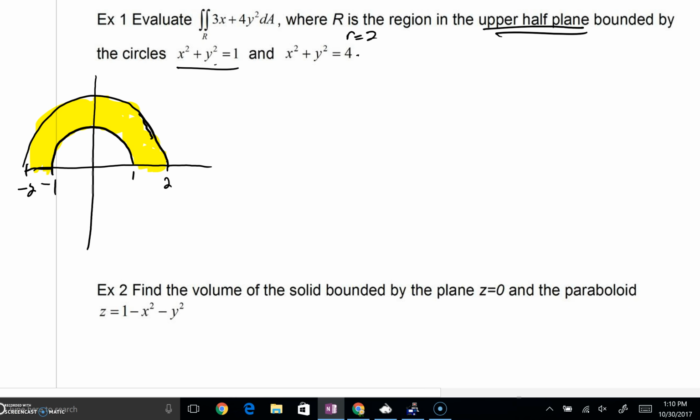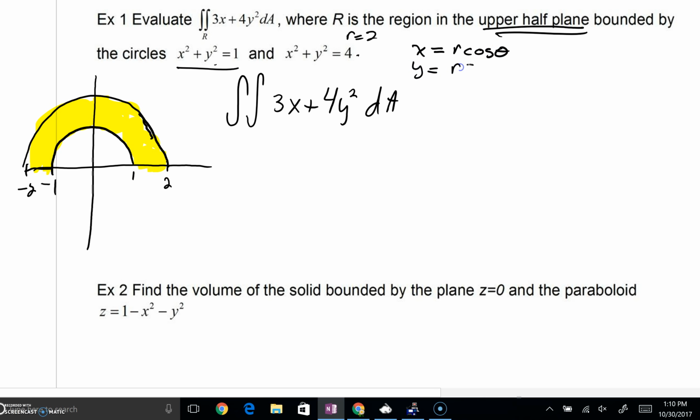So you begin to think, is there perhaps a way that we could look at this problem a little bit differently? And indeed there is. If you begin to see circles, guys, what you can do is say, everywhere I see an x, I'm going to replace that with r cosine of theta. Everywhere I see a y, I'm going to replace that with r sine of theta. And we can begin to work this out.